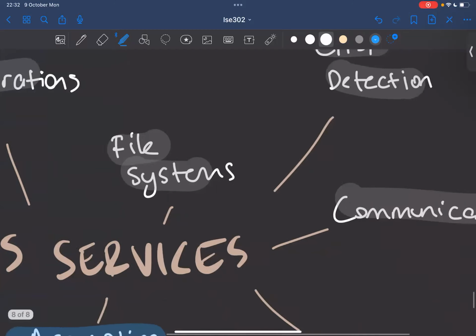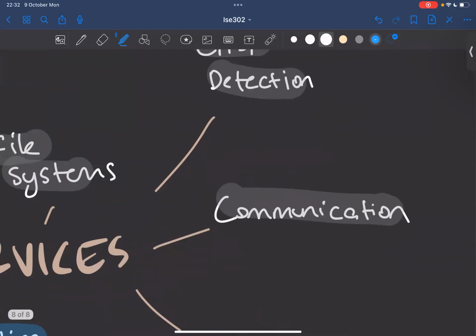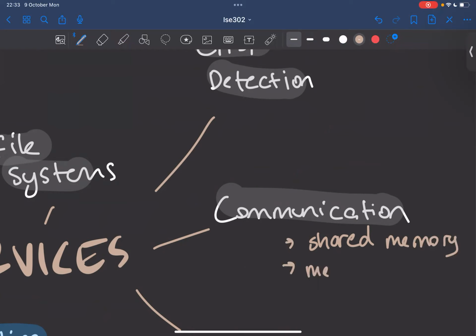For communication, we can say sometimes programs need to talk to each other, either on the same computer or over a network. The operating system makes this happen, whether it's through shared memory or message passing.